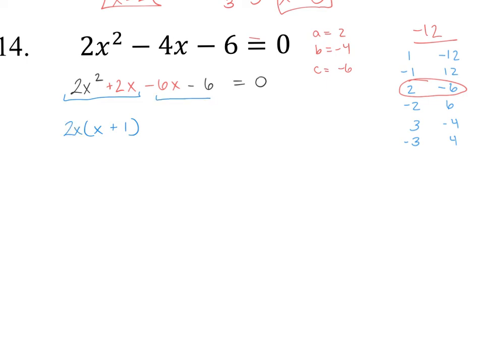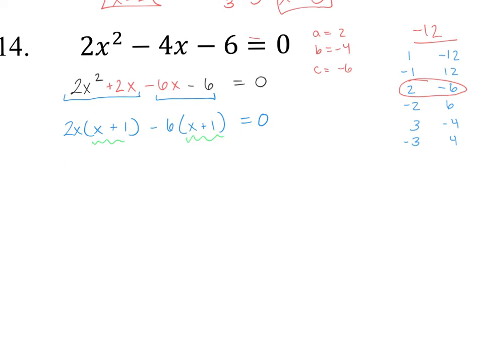Now I'm looking at group 2. The first thing I notice is that there is a negative for both terms. So I'm going to go ahead and immediately take out a negative. Now, what is the GCF of 6 and 6? Easy, 6. Okay? Equals 0. Now, in order to fill my parentheses, what do I need to multiply negative 6 by to get negative 6x? Just an x. And negative 6 times what gives me negative 6? A positive 1. Okay? So now my parentheses match.